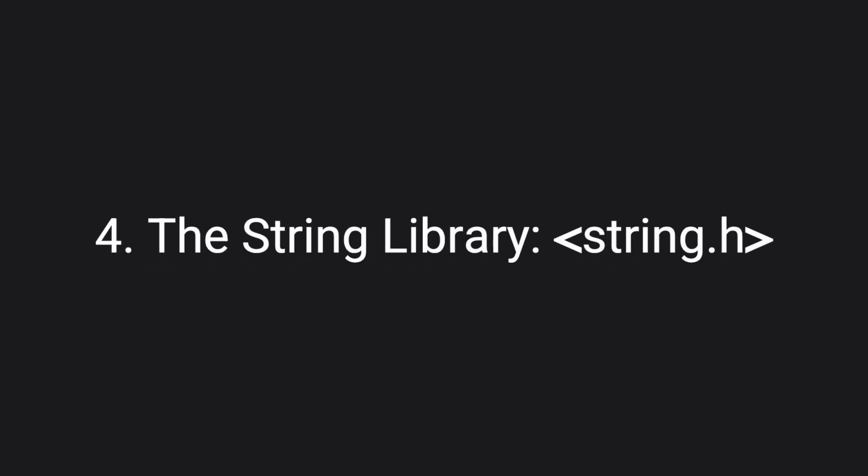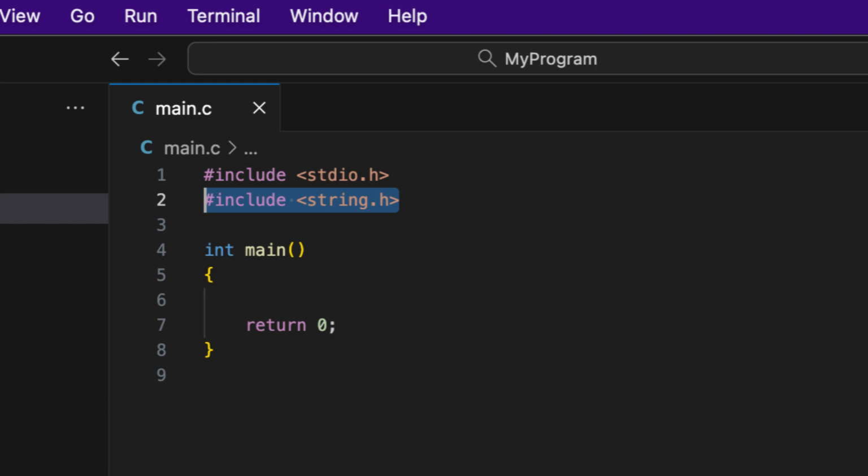Fourth, the string library, string.h. To use C's built-in string functions, you must include the header file at the top of your code: #include <string.h>. This library gives us access to many functions. Let's look at the four most essential ones.